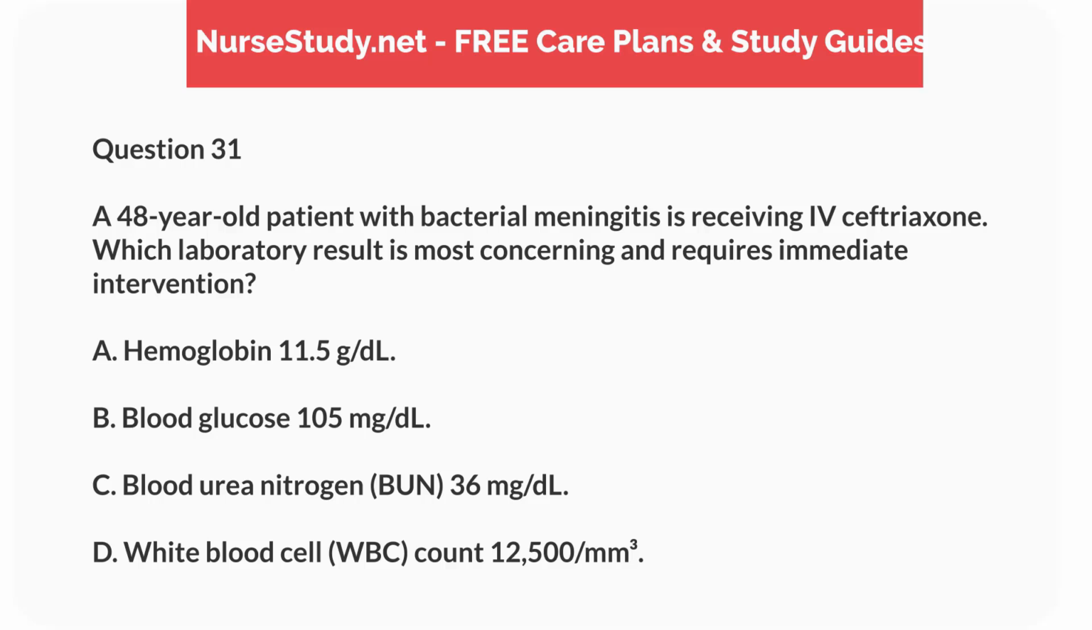Question 31. A 48-year-old patient with bacterial meningitis is receiving IV ceftriaxone. Which laboratory result is most concerning and requires immediate intervention? A. Hemoglobin 11.5 grams per deciliter. B. Blood glucose 105 mg per deciliter. C. Blood urea nitrogen, BUN, 36 mg per deciliter. D. White blood cell, WBC, count 12,500.